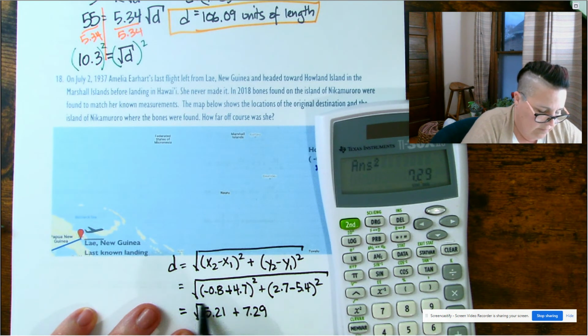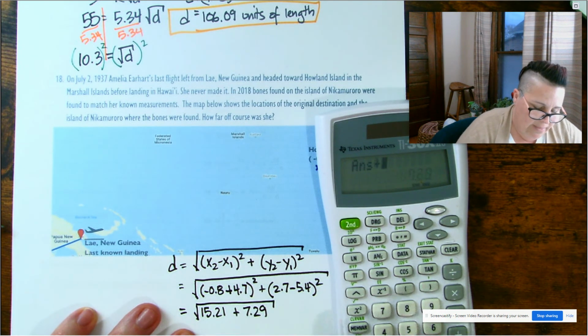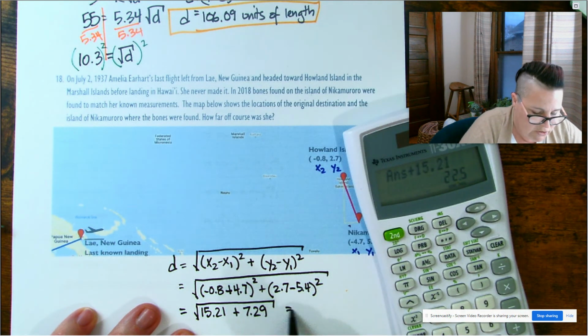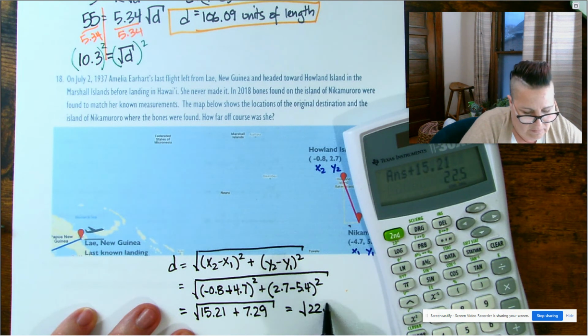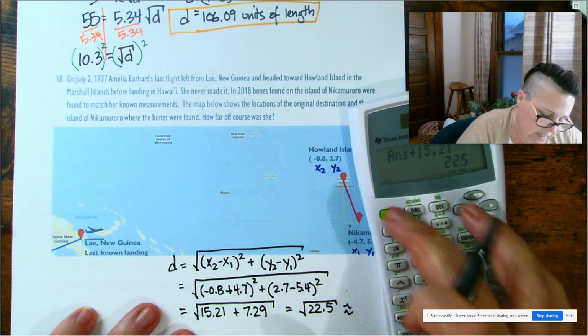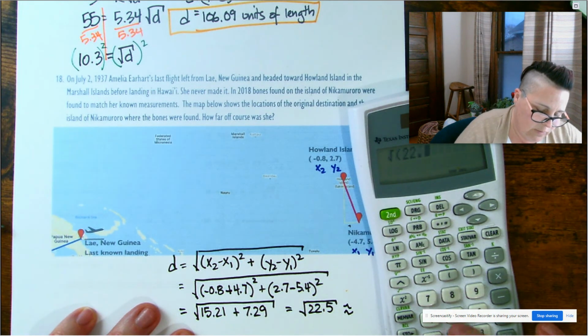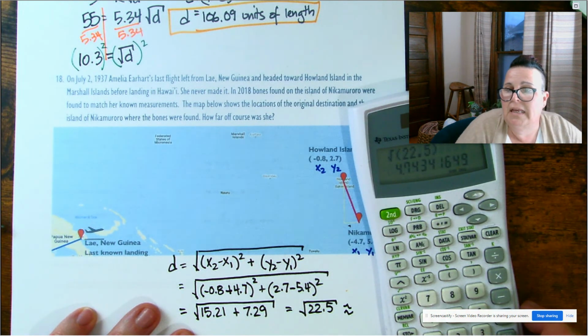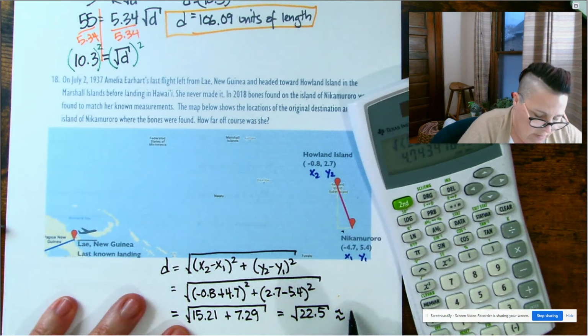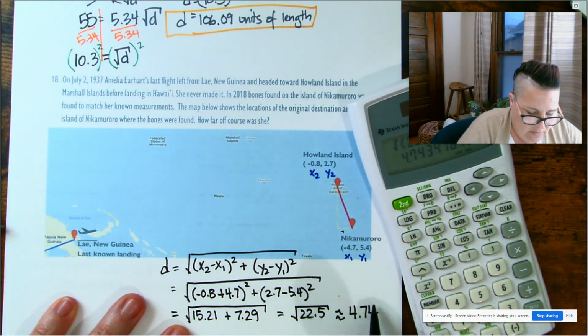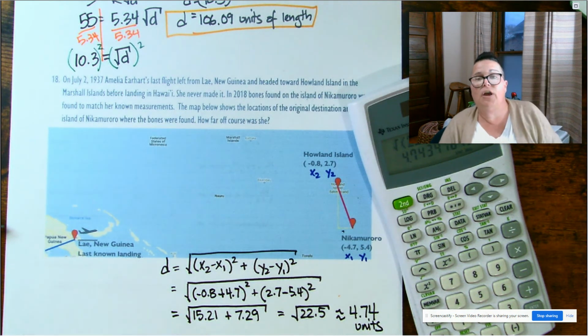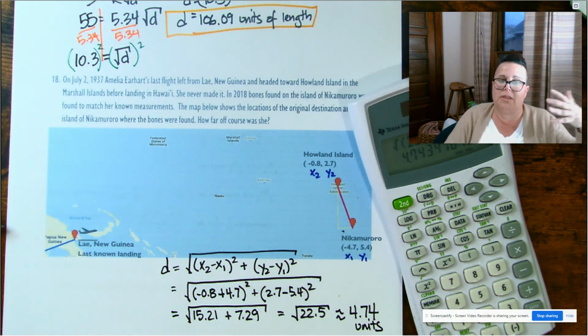I'm going to add the 15.21. So that's the square root of 22.5, which is going to be approximately, so second square root 22.5. And I'm going to get 4.74. 4.74 units. And I would need to know how those units measured that close to the equator.